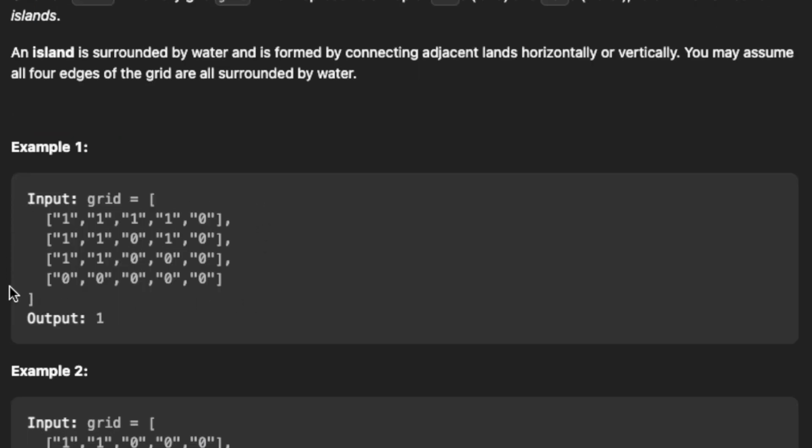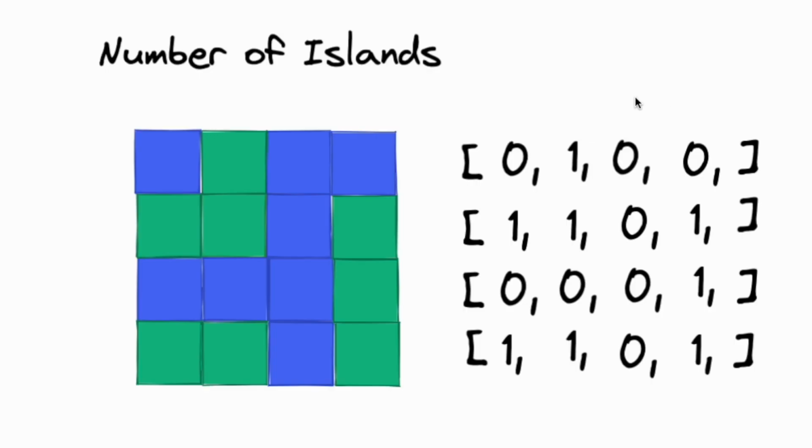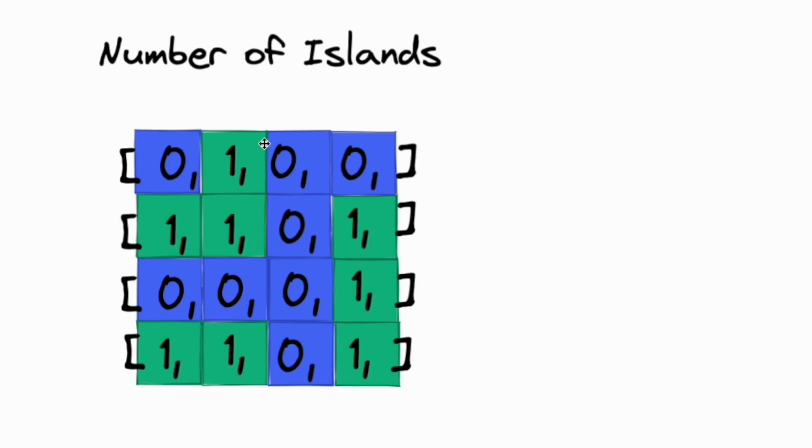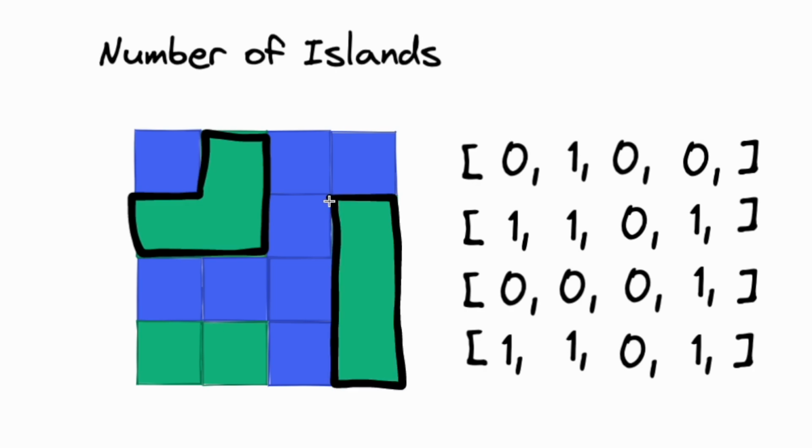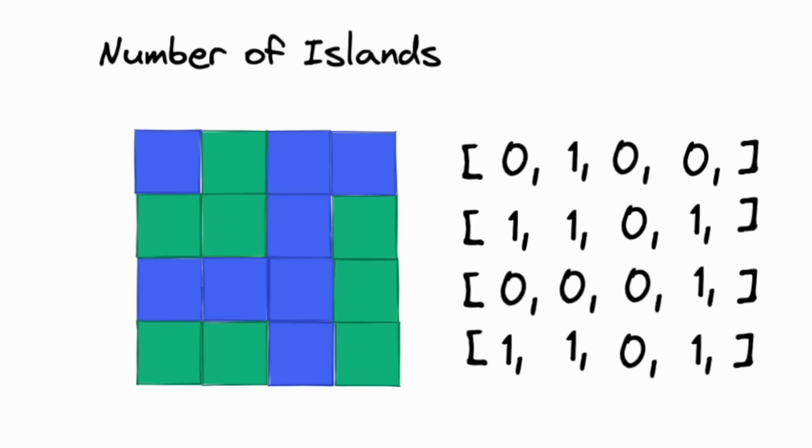So the input is just a list of lists with ones representing land, zeros representing water. And I think with problems like this, it's a lot easier to visualize if you actually draw it out. So let's take a closer look at one of these examples. The input we're given looks like this, and we can represent it as this 2D map where the green squares represent land and the blue squares represent water. The way we define an island is any block of connected squares of land. So this is an island, and so is this, and so is this. So our solution, given this input, is 3 total islands.